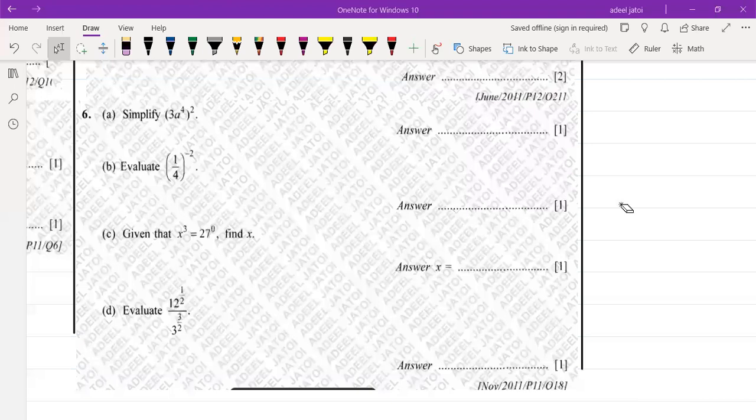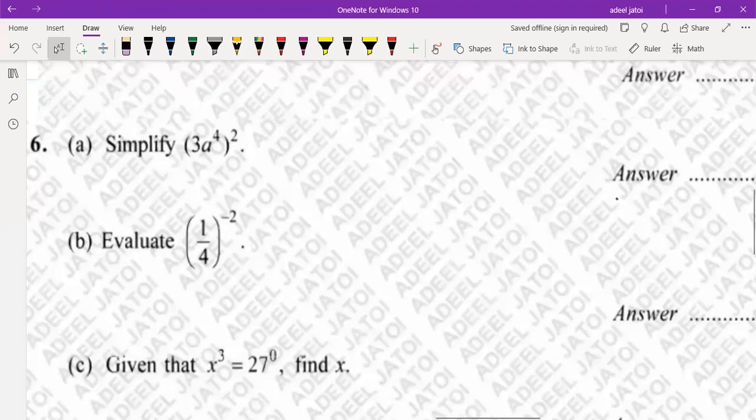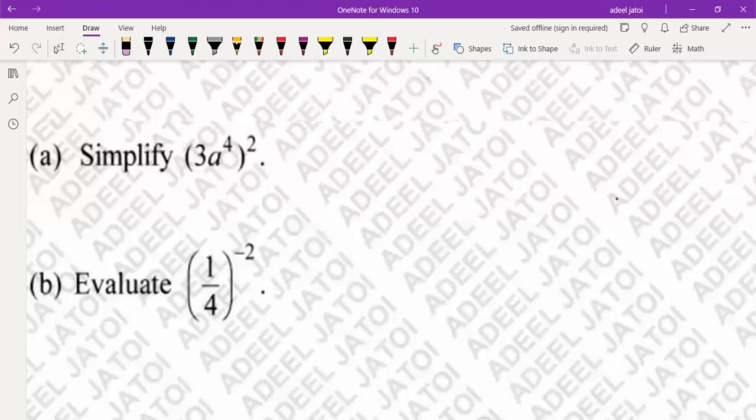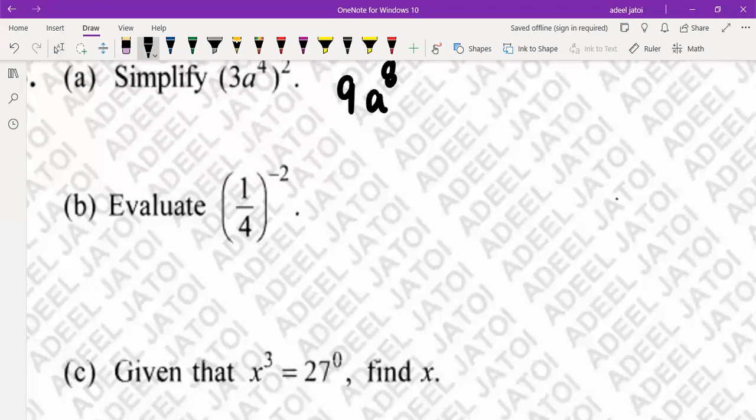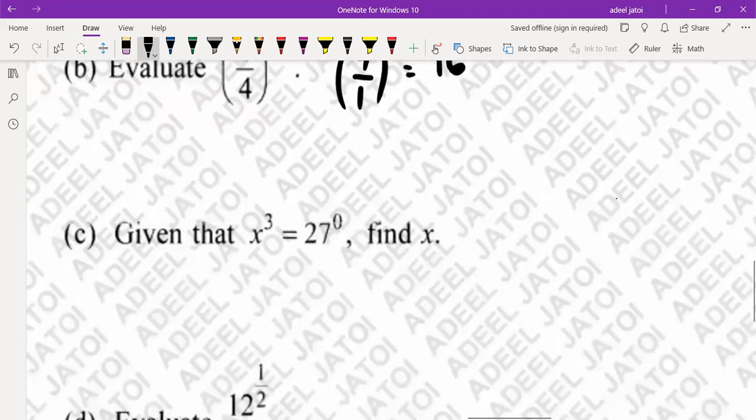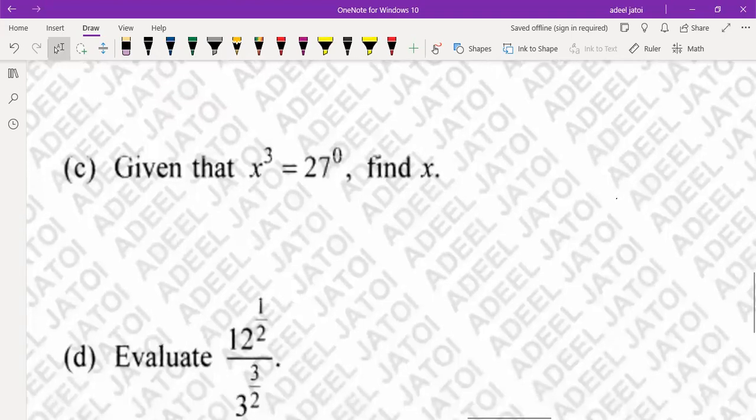Okay, ji. Question number 6, November 2011, paper 1, question number 18. You have a, that is 3 to the power square, that will be 9. Whereas a, 4 multiplied by 2 will be 8. So 9a to the power 8 will be the answer for part A. For part B, what you need to do is 1 upon 4 to the power minus 2. This will be written as 4 upon 1 to the power square, which will be written as 16. Then you have part C, that is x cube is equal to 27 to the power 0. So this should be written as x cube is equal to 1.